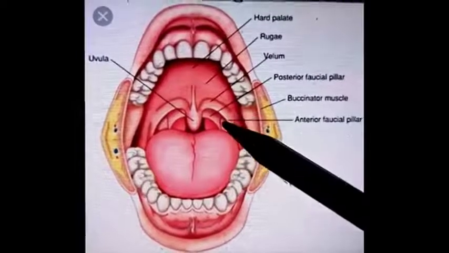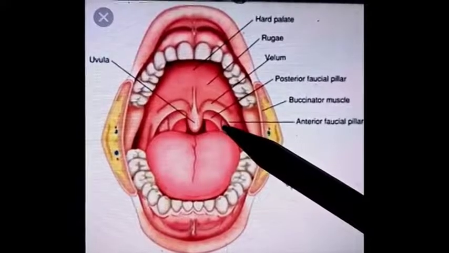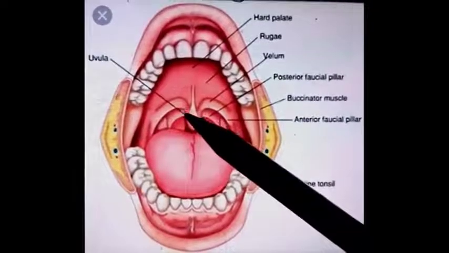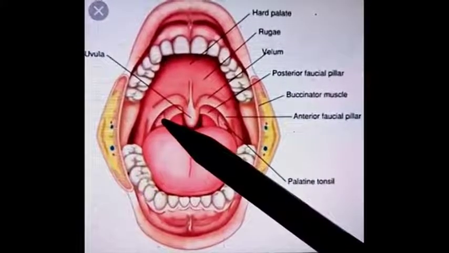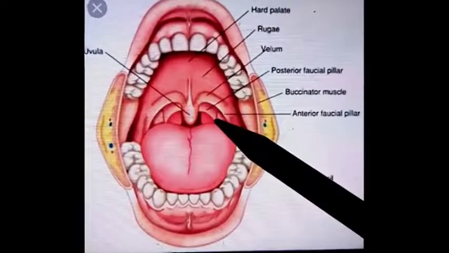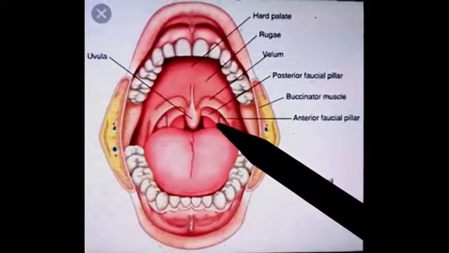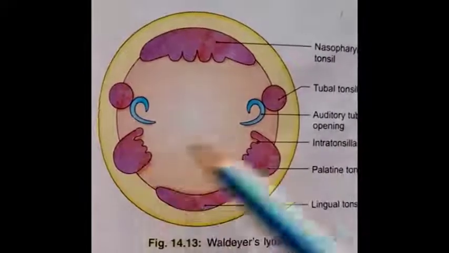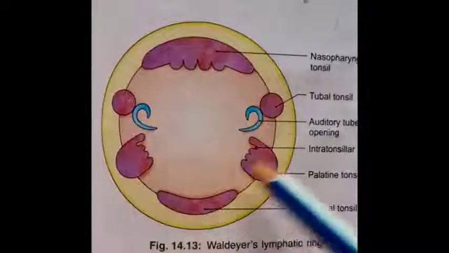Palatine tonsil occupies the tonsillar fossa or sinus that is present between two arches, anteriorly the palatoglossal arch and posteriorly the palatopharyngeal arch. So the space between the two arches is known as tonsillar fossa, in which lies the palatine tonsil. These can be seen through the mouth. It is also a part of Waldeyer's lymphatic ring.